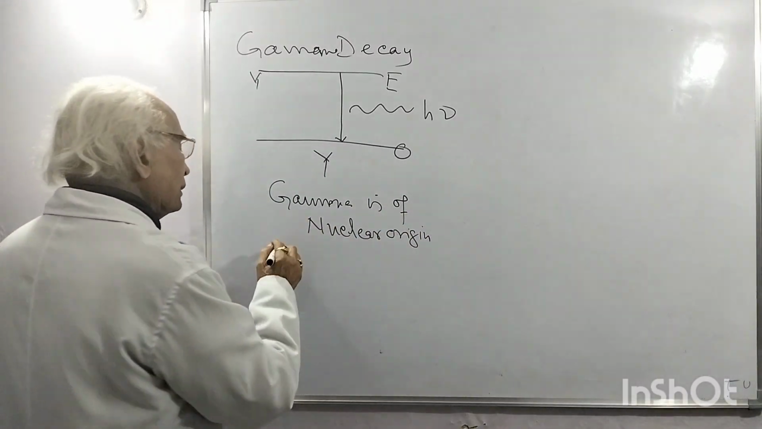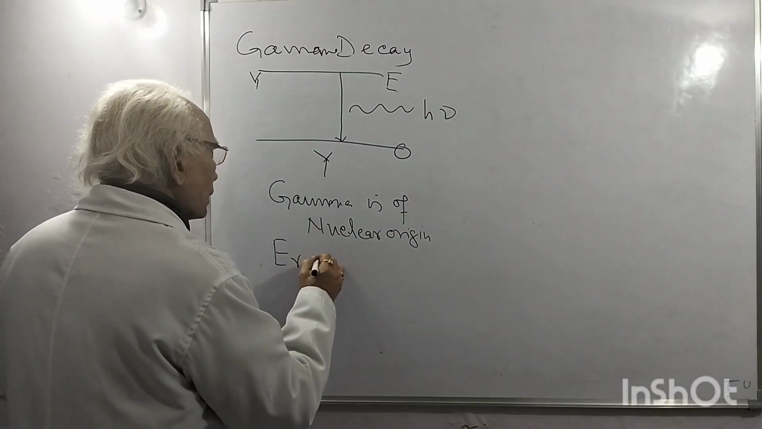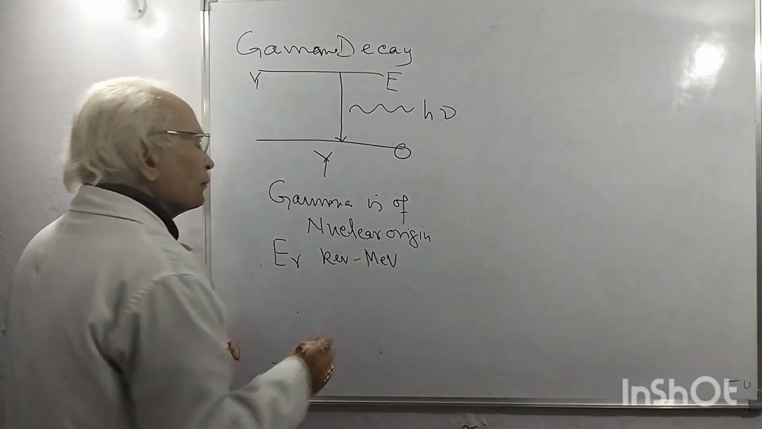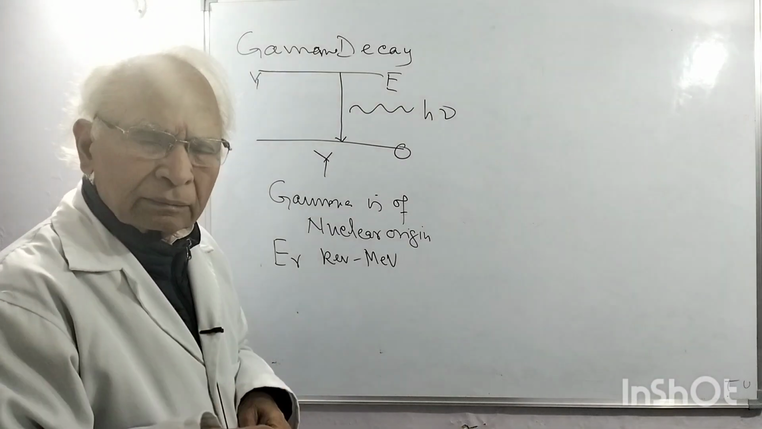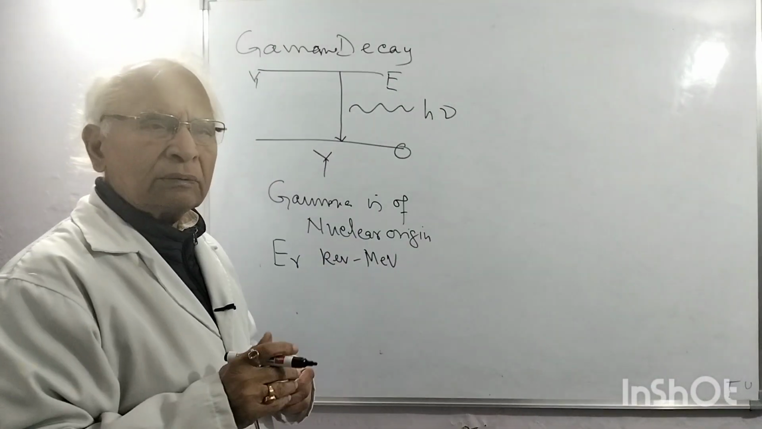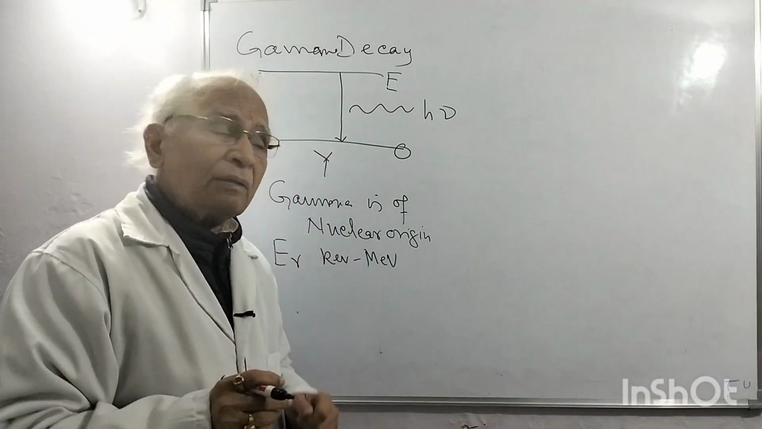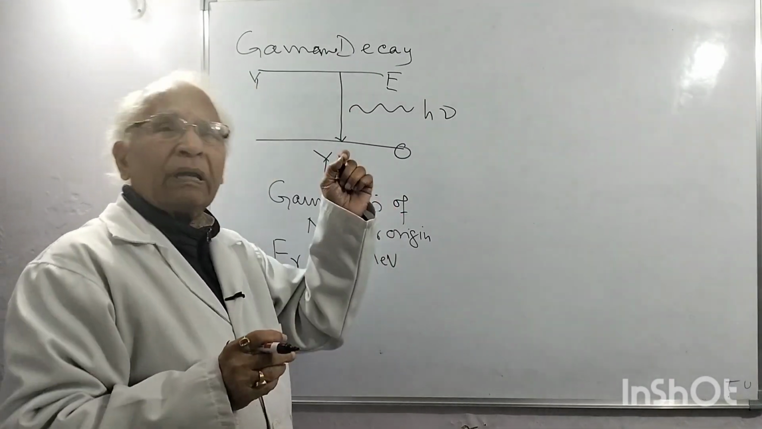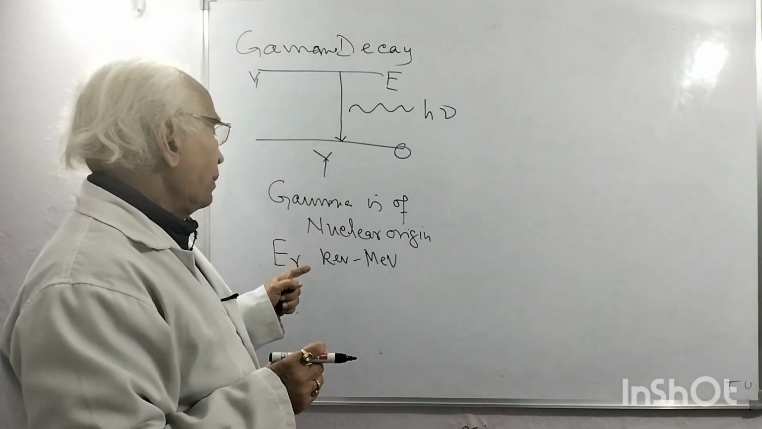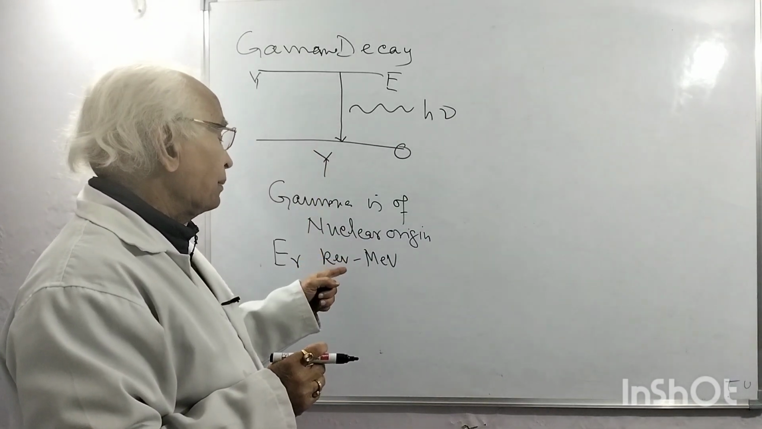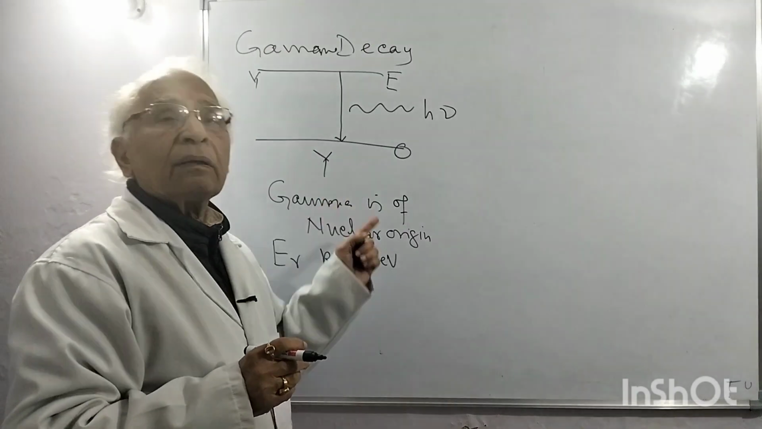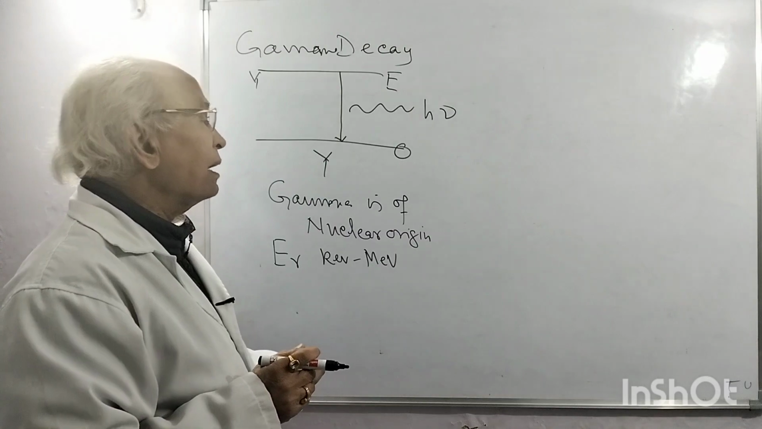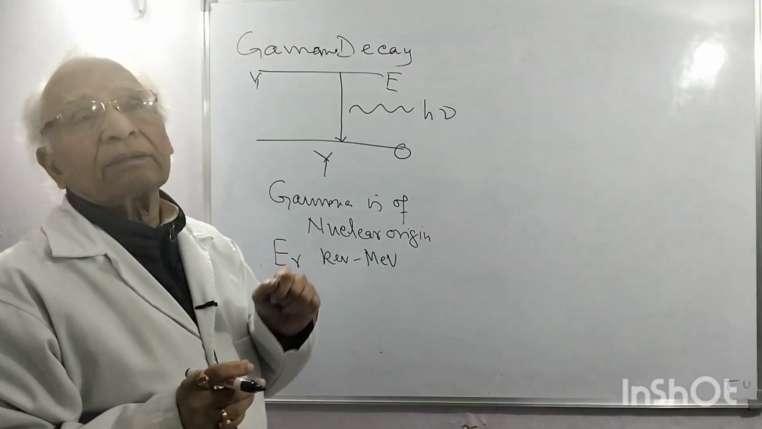Means energy is, say, keV, MeV. X-rays are also keV, eV photons. So in atomic de-excitation, mostly we have eV or up to a few keV radiations. But in nuclear de-excitation, we have hundreds of keV to MeV. So these are gamma. Gamma particles are of nuclear de-excitation.